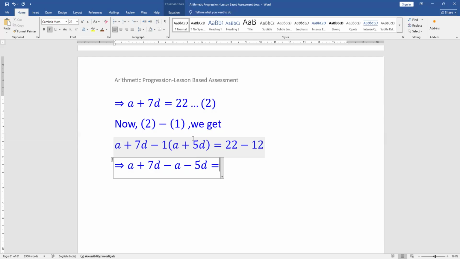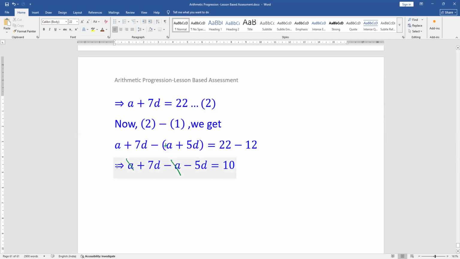Equals to 22 minus 12 is how much? It becomes 10. Now, in the open bracket, just put the opposite sign. So here there is plus, plus into minus is minus, so minus a, and minus into plus is minus, so minus 5d. Then here something gets cancelled: a and a get cancelled, correct? So now what remains is 7d minus 5d, so 2d on the left hand side, and on the right hand side we get 10. Now 2d equals 10, the 2 goes to the other side, so 2 ones are 2, 2 fives are 10, okay, d equals 5.